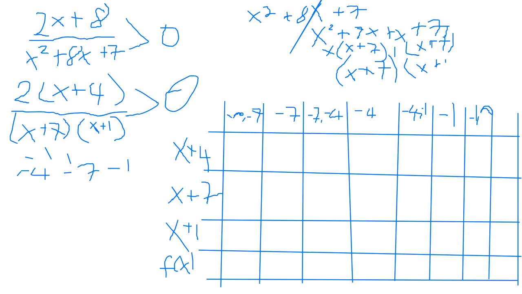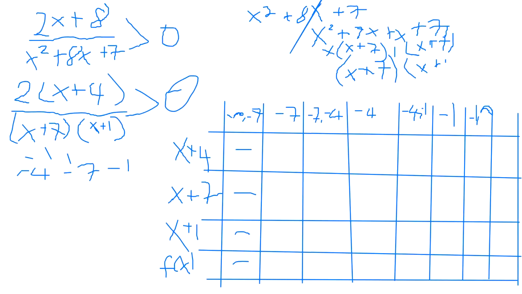It is negative infinity to negative 7. Can you give me one number between the two? Negative 8. Good. When you put negative 8 here, will it be positive or negative? Negative. And here too? Negative. Negative and negative is what? Positive. Positive divided by negative is equal to what? Negative. Can we see that?